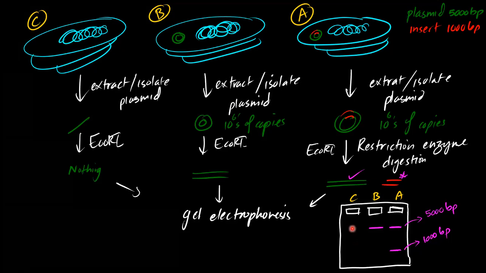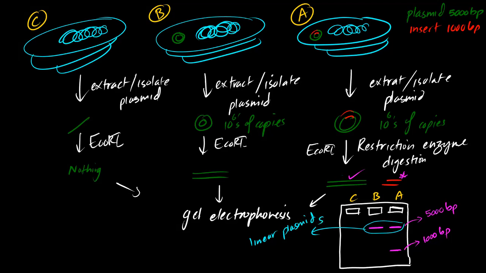How many bands will we get in lane C? Zero, nothing, like this. So now these two bands are the linear plasmids. So this one and this one. And this one is the insert. This one.